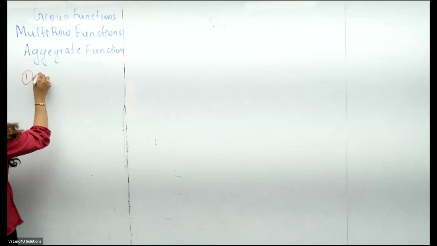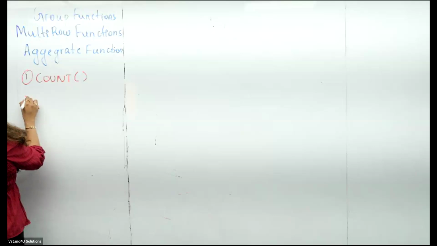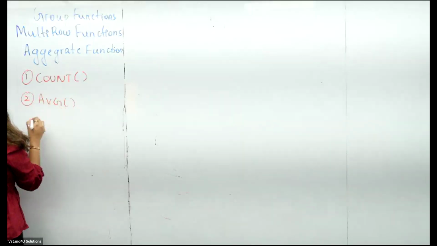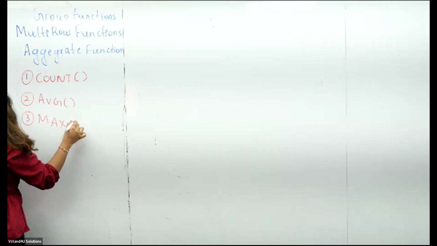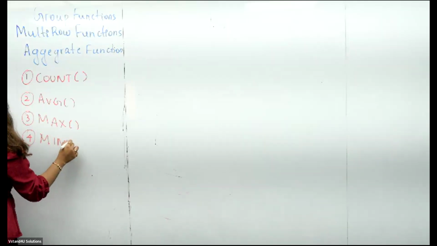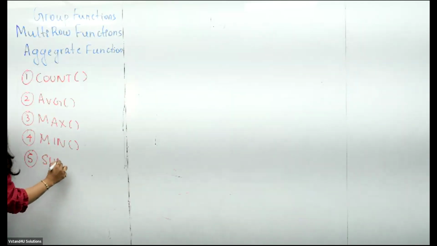the first one is the count function. The second one is the average function. The third one is the maximum function. Then the fourth one is the minimum function. And you also have something called the sum function.